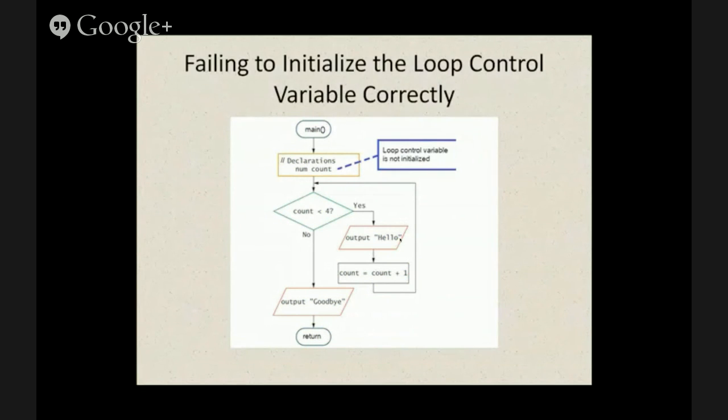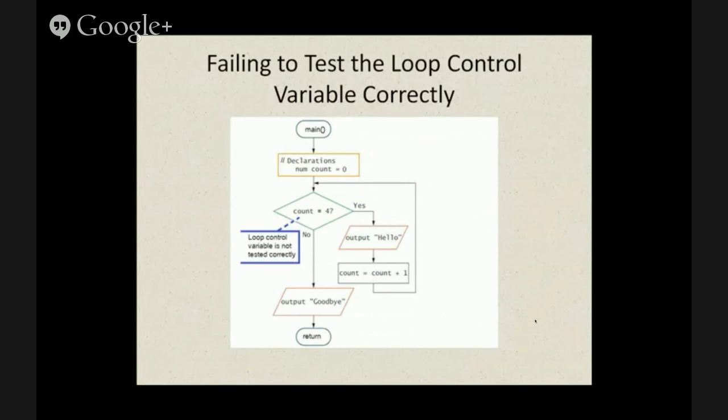Here's an example where the programmer failed to initialize the loop control variable. Count is declared, but not given any starting value. So, when you compare count to 4, is it less than 4? Well, the answer really depends on the programming language. In some languages, this comparison won't even be allowed because count doesn't have a starting value. In other languages, there might be garbage in count, so count might be negative or very high, and whether it's less than 4 or not is anyone's guess. So this is incorrect for this program.